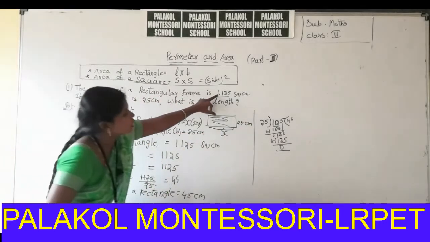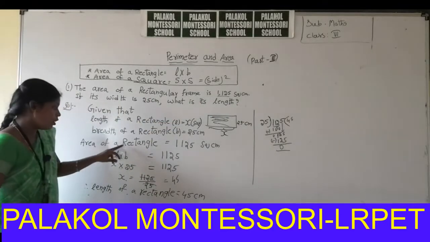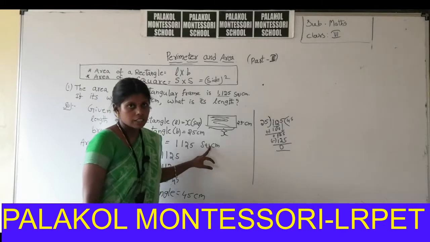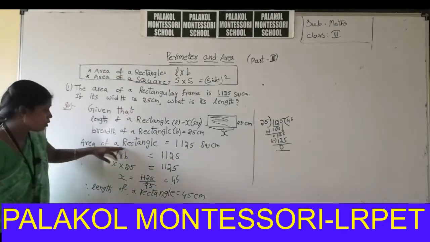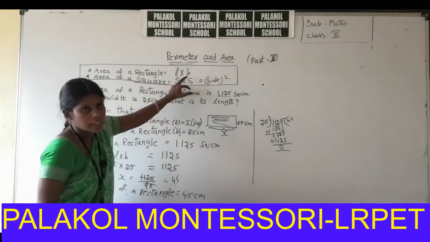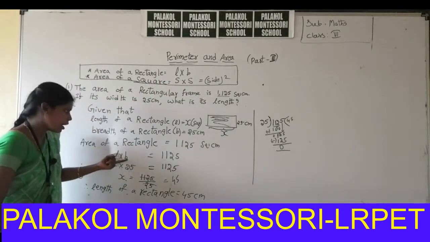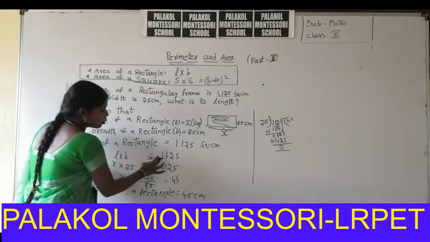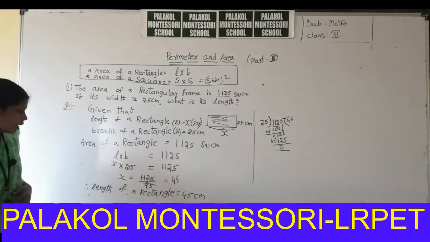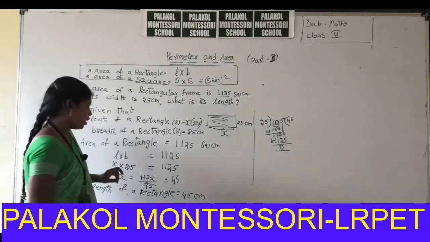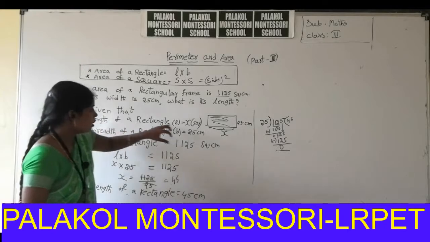In the same way, the area of a rectangle is also given. So we can write the area of a rectangle is equal to 1125 square centimeters. We already know the formula: what is the area of a rectangle? Length into breadth. So this is also the area of a rectangle and this is also the area of a rectangle. So that means these both are equal. So length into breadth is equal to 1125.